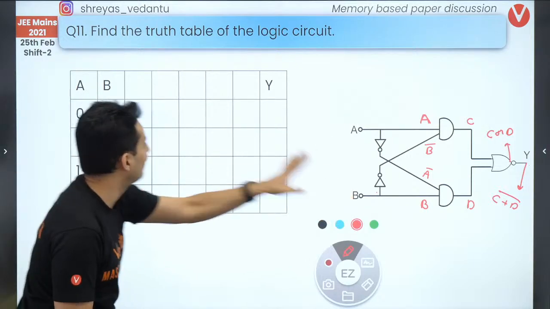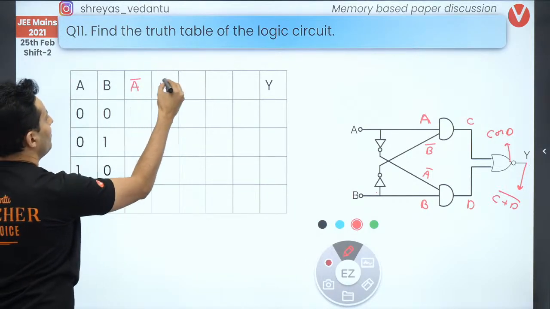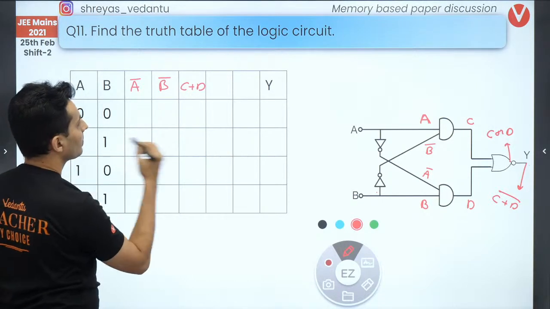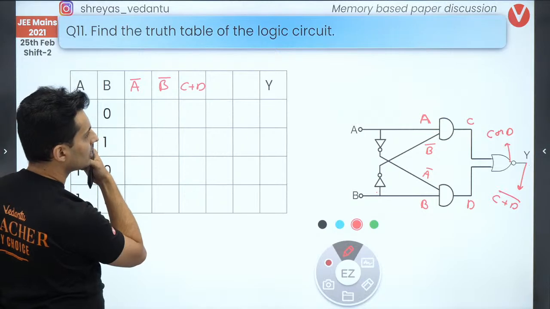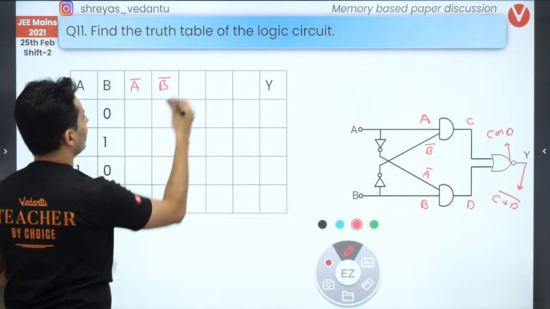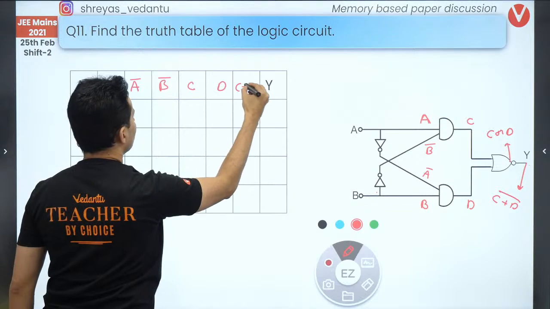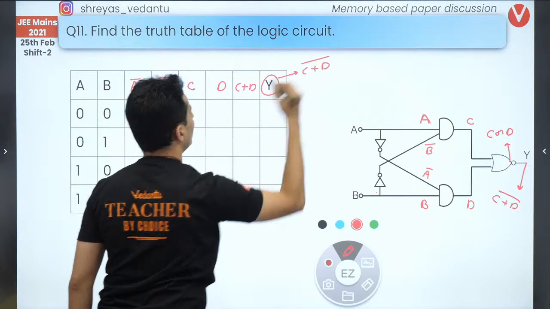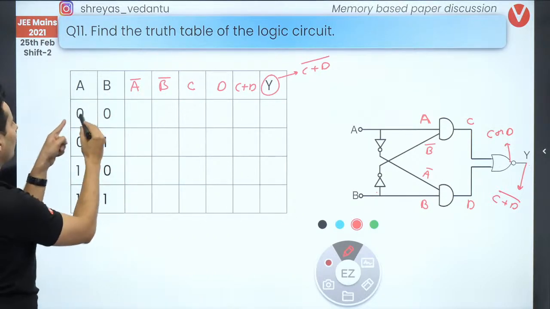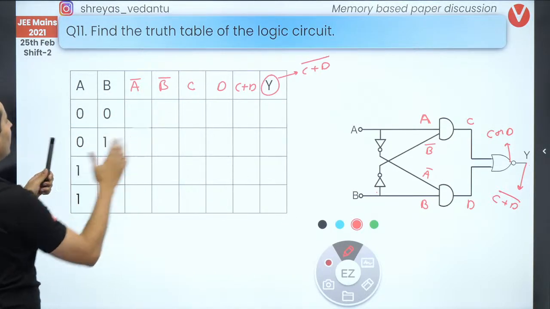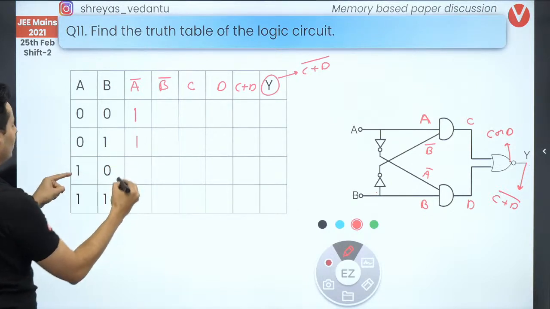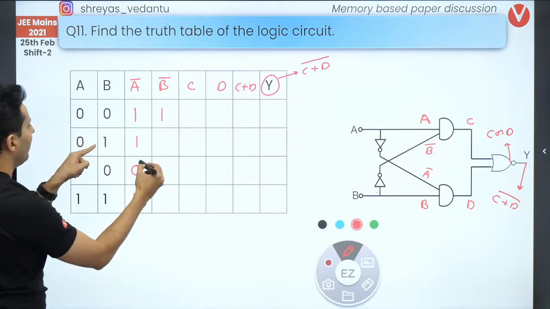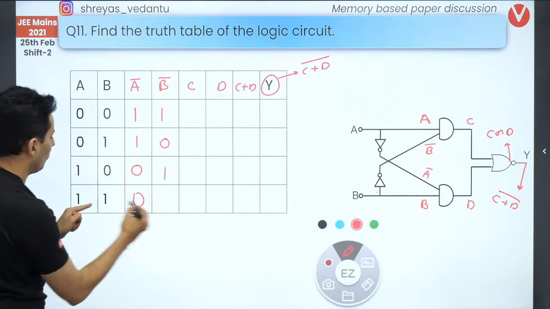So I'll write all these numbers. A bar, B bar, C plus D. What else? Oh, no. I need C also. Okay, I need C, I need D, and I need C plus D. And this Y is C bar plus D bar. Okay, cool. What is A bar? Whatever is A, the opposite of that. So if A is 0, this is 1, this is 0, this is 1, this is 1, this is 0, this is 1, this is 0. B, 0, 1, 1, 0. Opposite, 0, 1, 1, 0.